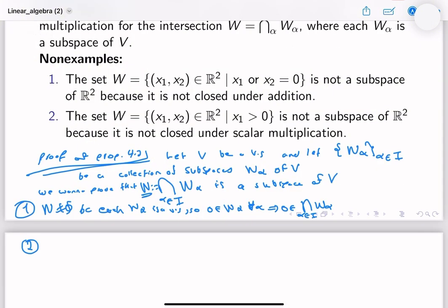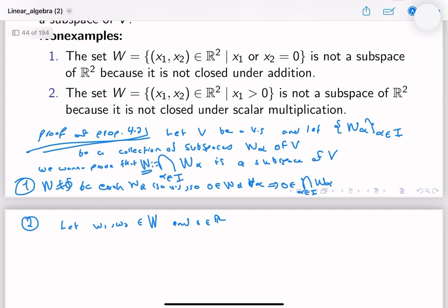Alright, the next thing that we need to check is closure under addition and scalar multiplication. So let us do that. Let us take omega 1, omega 2 in W and a real number R. So let these be any vectors and R be any real number, right? So let's prove closure under addition. We started with omega 1 and omega 2, and we want to show that their sum is in W, right? So omega 1 is in W, and omega 2 is in W.